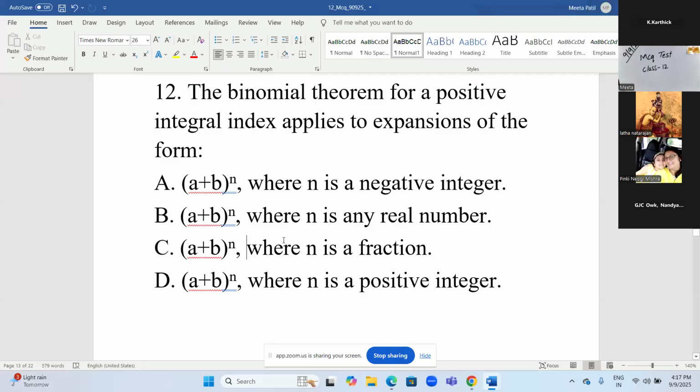Once again, I will repeat the question. The binomial theorem for the positive integral index applies to the expansion of the form (a + b) power n, where n is negative, or a real number, or a fraction, or a positive integer.